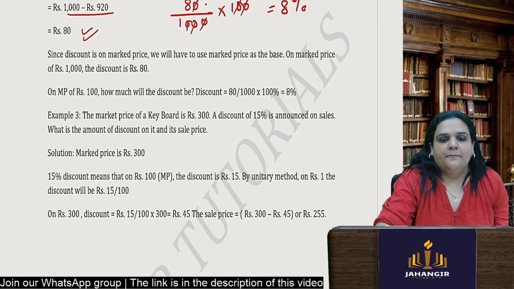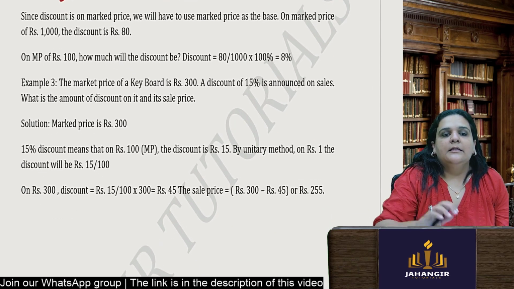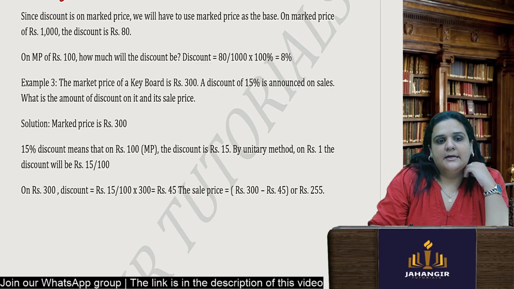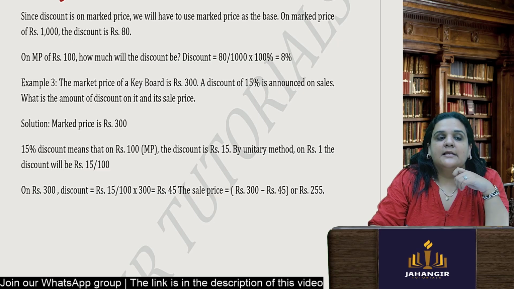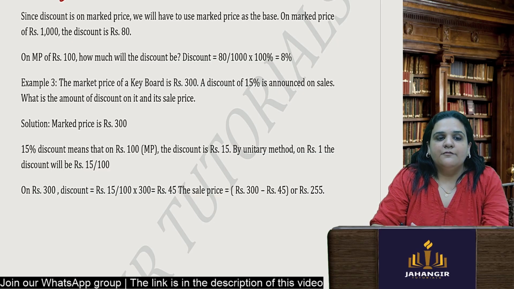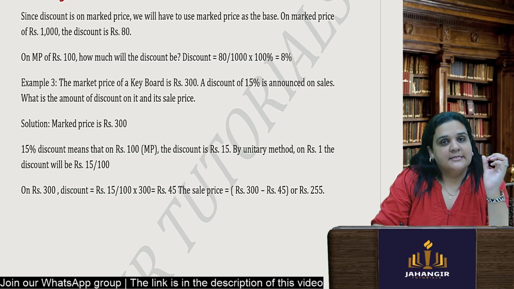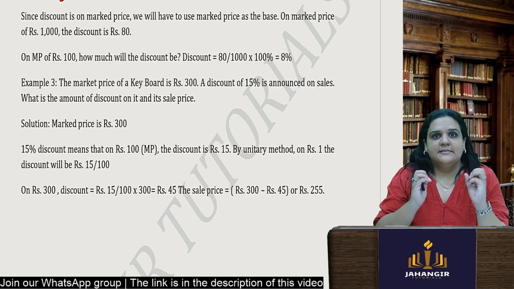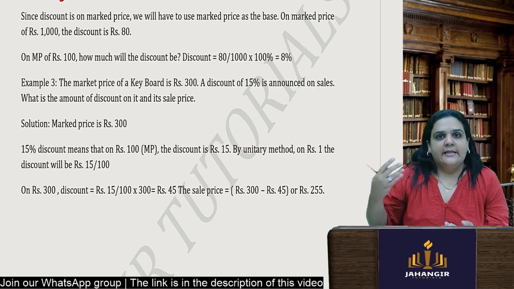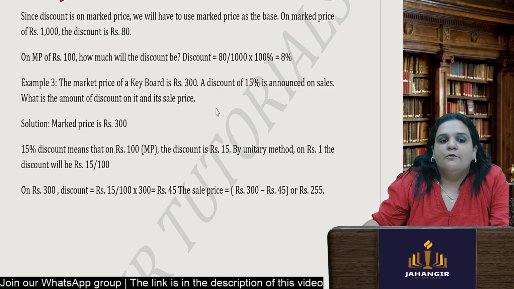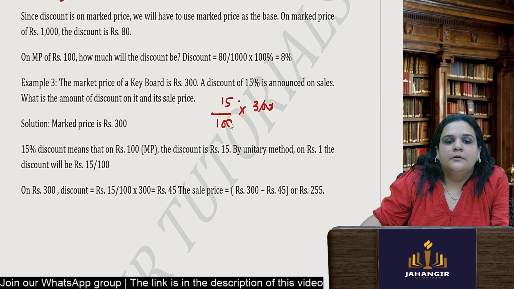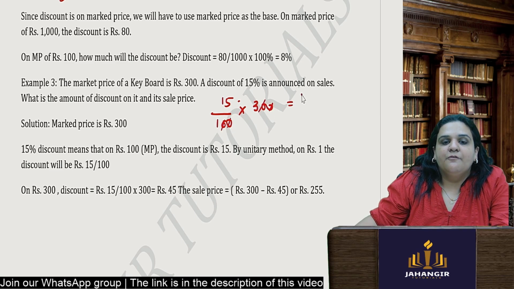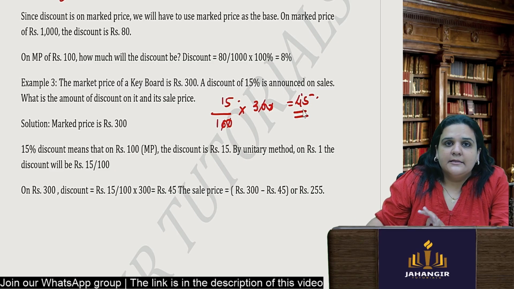Okay, 8%. Next question. The market price of the keyboard is 300. Market price, marked price. And a discount of 15% is announced on the sales. What is the amount of discount on it and what will be its sales price? Actual market price is 300, but I am giving it on discount. So my selling price will change, right? What is the discount? 15% of 300. So 15 into 3 is nothing but 45. 45 rupees I am getting as discount.